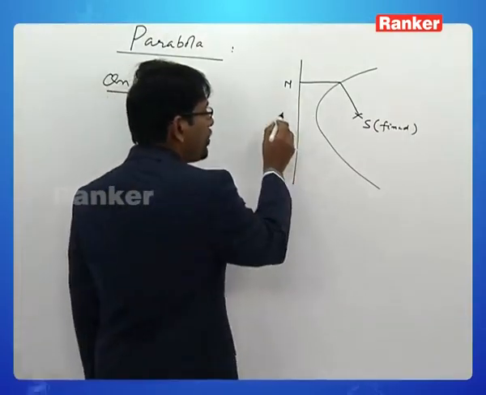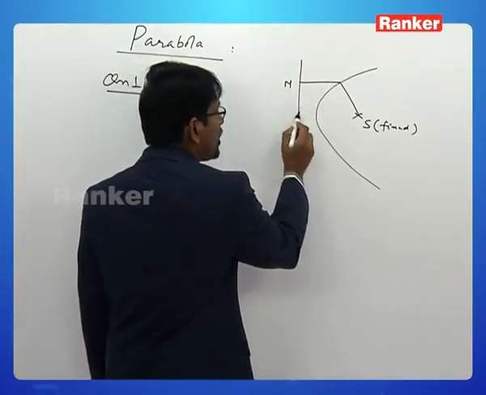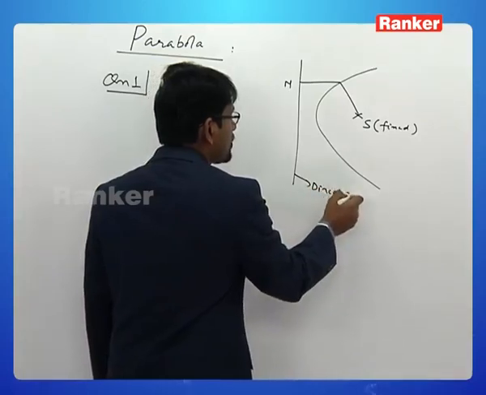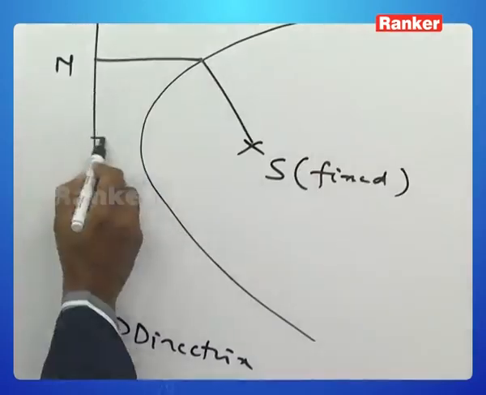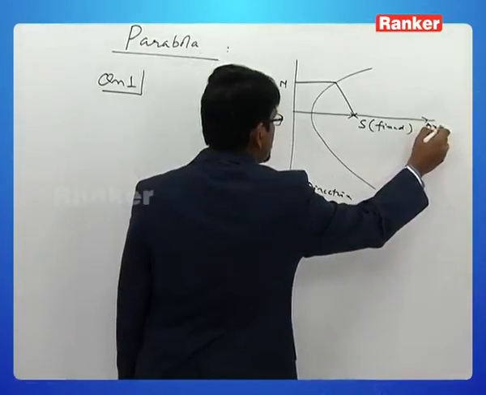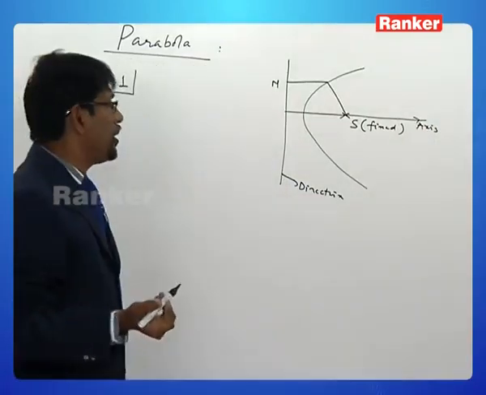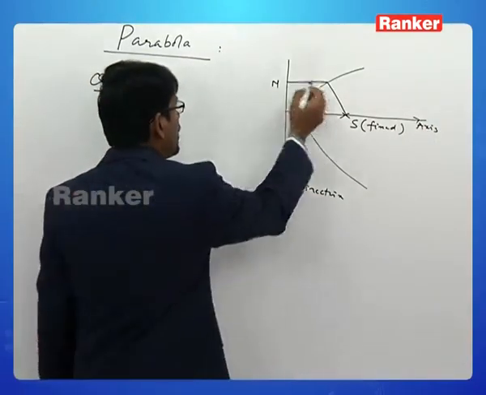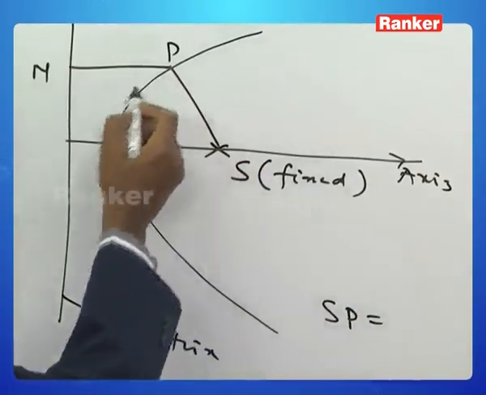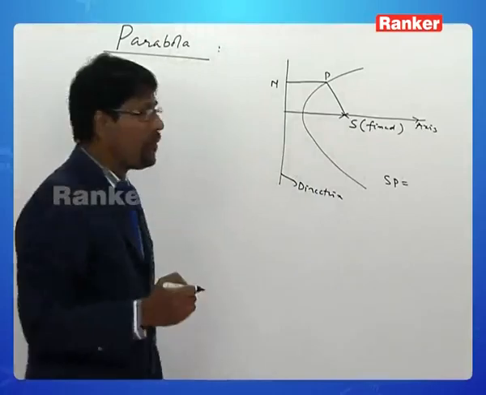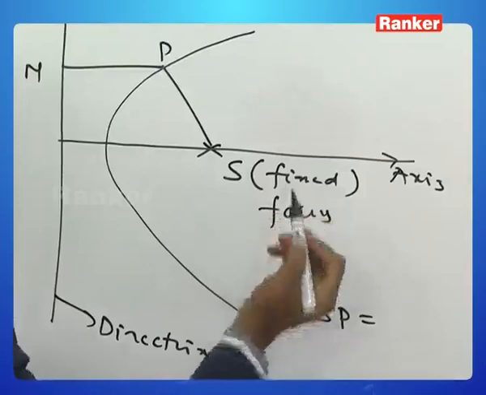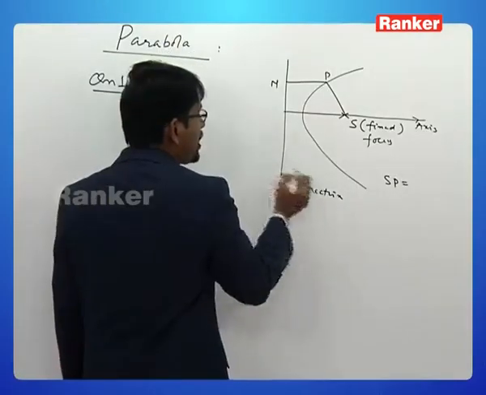The fixed line is called the directrix. A line perpendicular to the directrix passing through the focus is the axis of the parabola. It's also the axis of symmetry. The locus of P such that SP is equal to PM is a parabola, and this S is the focus. This fixed line is the directrix.